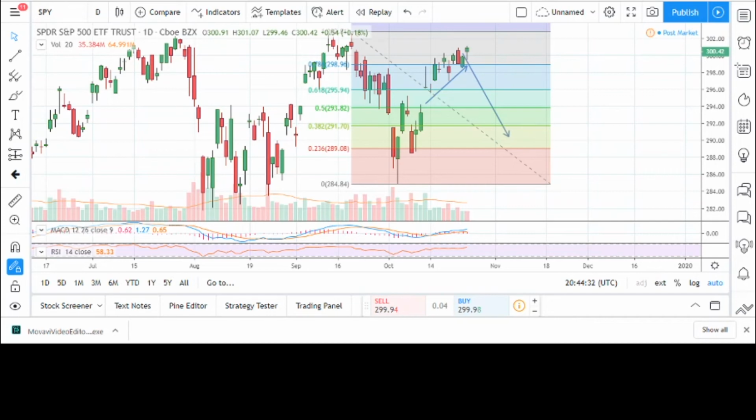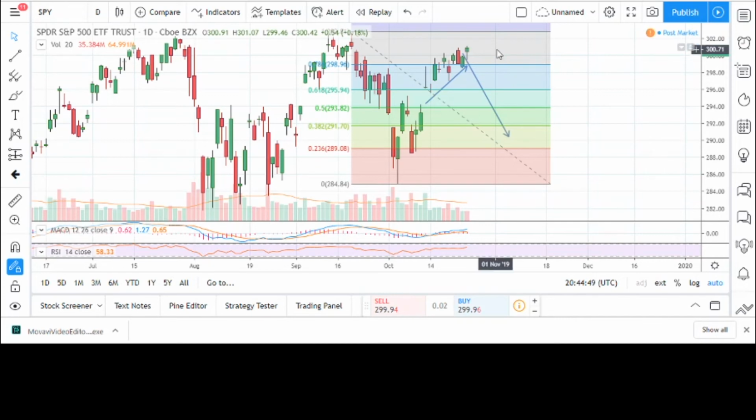The market closed a while back, and right now I'm going to talk about what the market is going to do tomorrow and what it is doing right now. So this is the daily chart for SPY, and as you know, I am mostly trading only SPY, and this is what's happening right now.